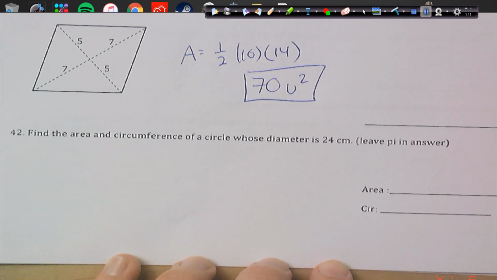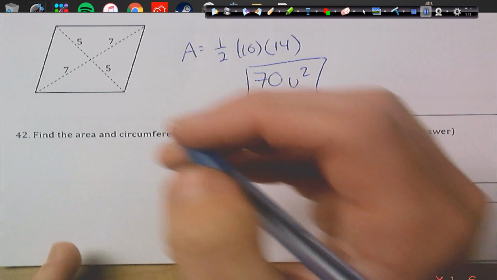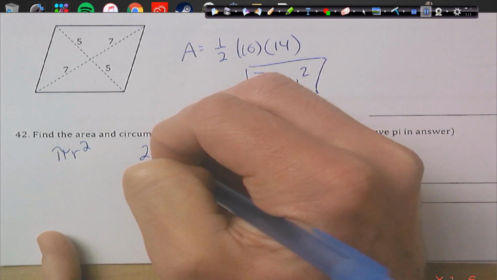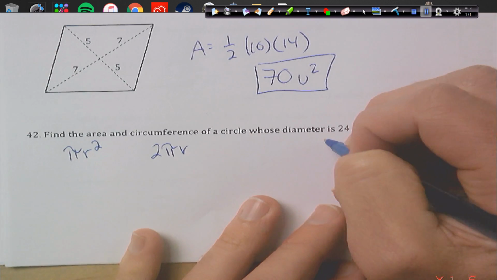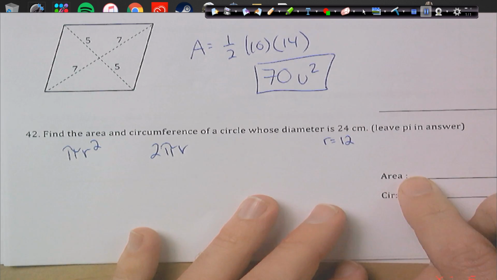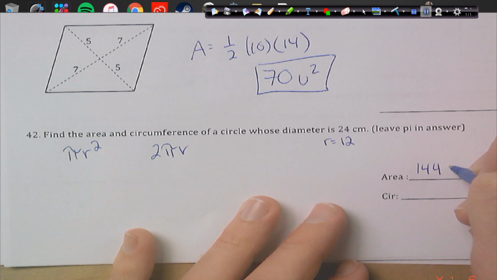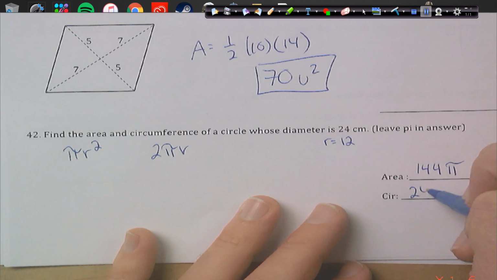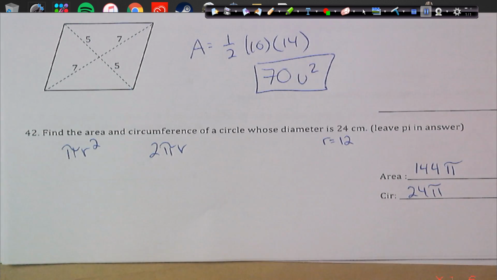All right, find the area and circumference of a circle. So the area is pi r squared. Circumference is 2 pi r. Whose diameter is 24, so the radius is going to be 12. So the area is going to be 144 pi, because that's 12 squared. And the circumference, sorry, is going to be 24 pi. 12 times 2 are the diameter.